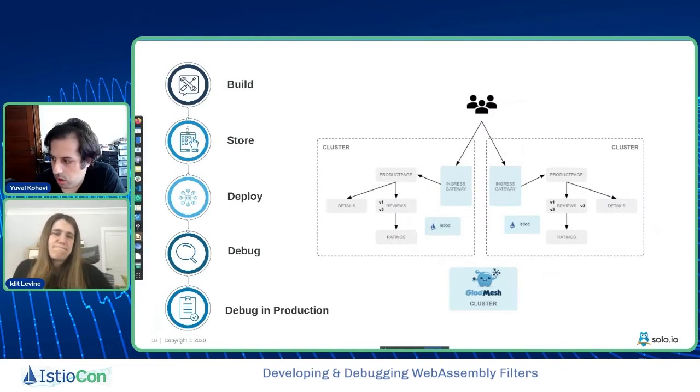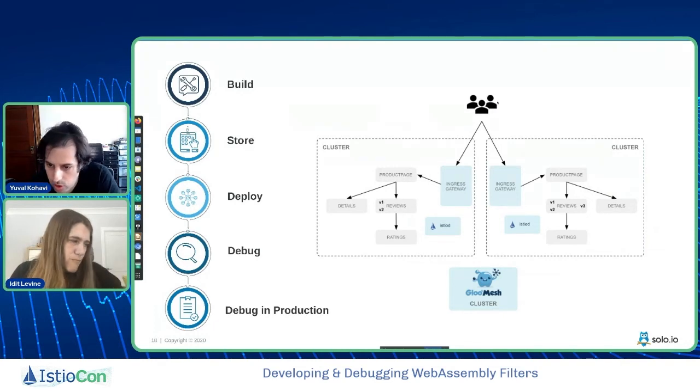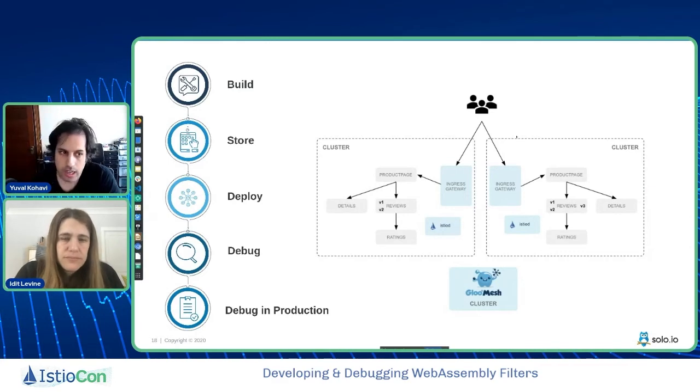So Yuval, you can show them the next application. Yes. Just for reference, what we're going to see right now, we have 2 clusters managed by Gloo Mesh, and they have the Bookinfo app deployed. So with that in mind, let's jump into the demo.